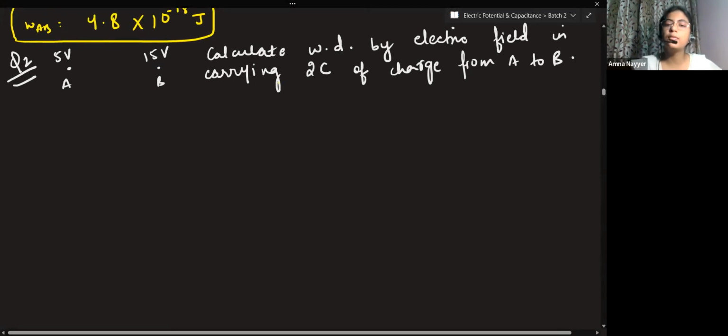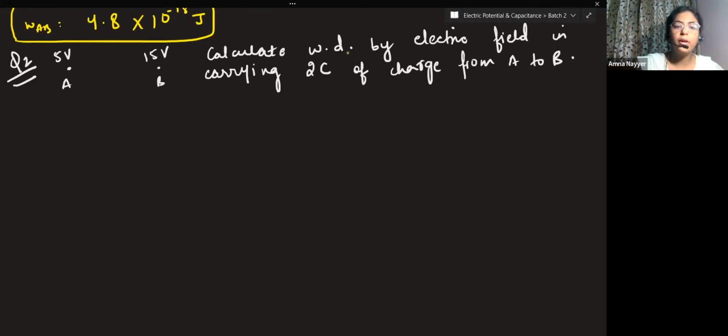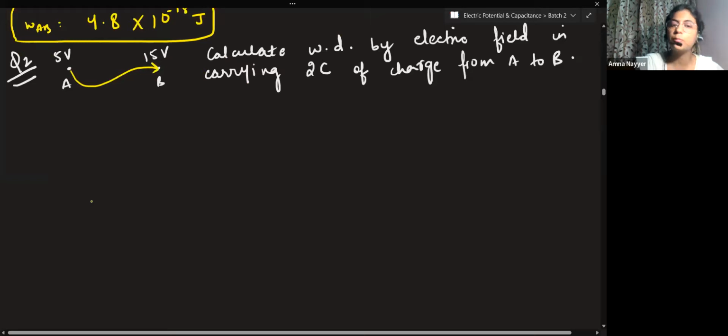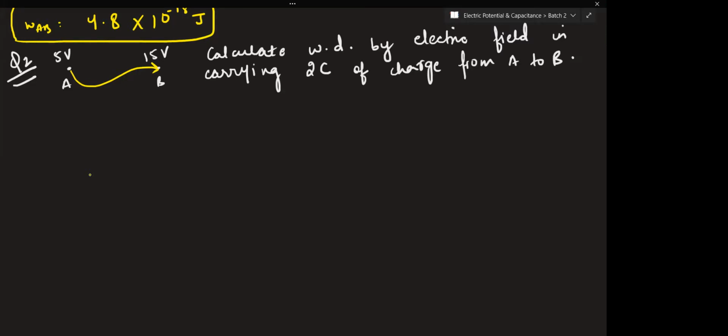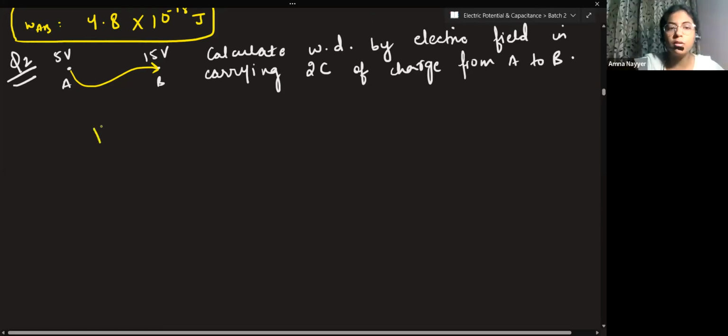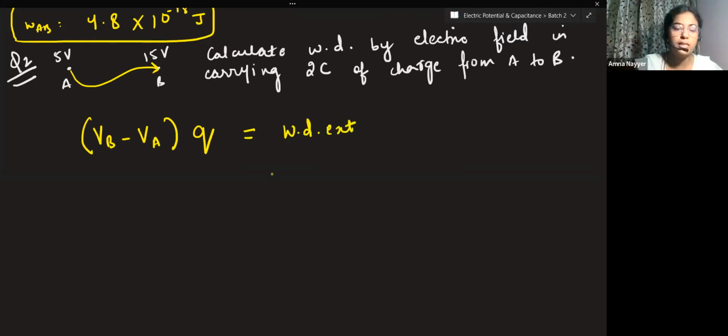See, work done by electric force in carrying charge 2 coulomb from point A to point B. All right. Now see, from point A to B means from this point to this point. So what is your final potential, VA or VB? VB. Okay, so change in potential will be VB minus VA. From A to B, we are moving. VB minus VA multiplied by the charge is equal to the work done by the external force.